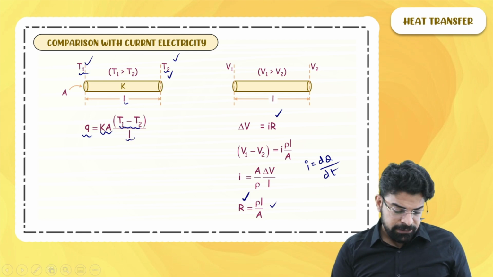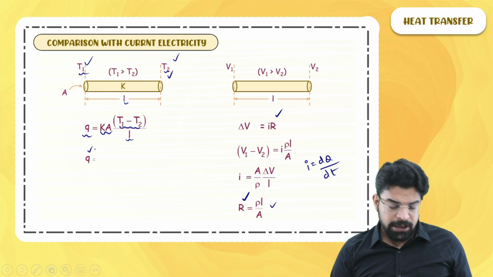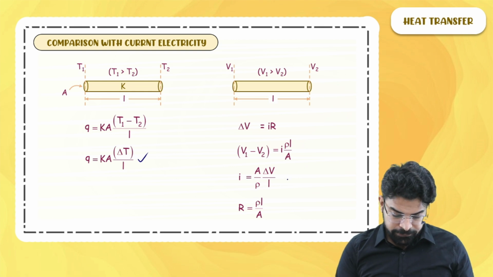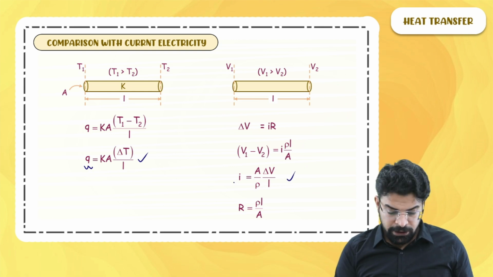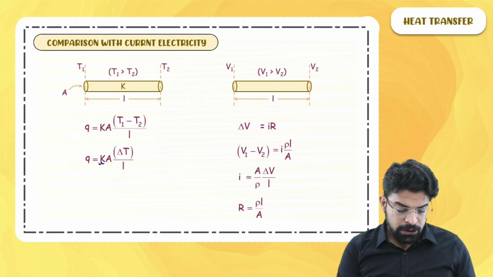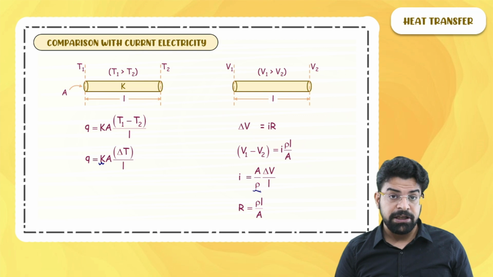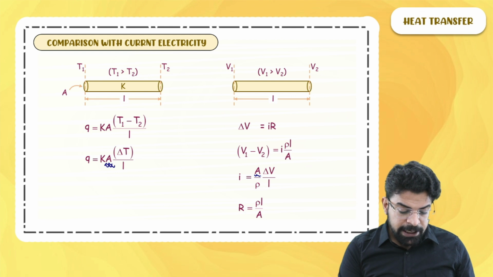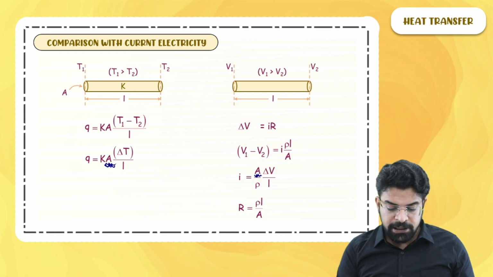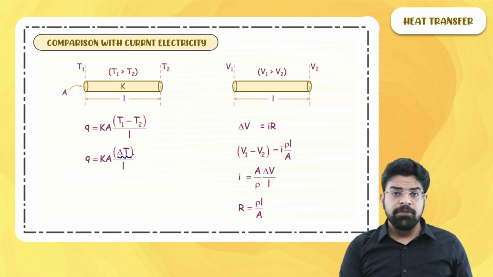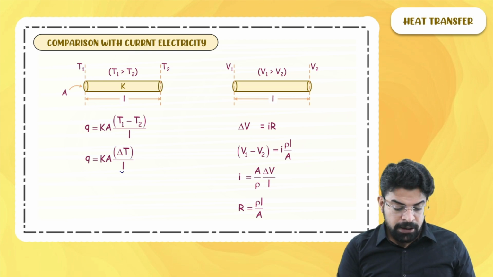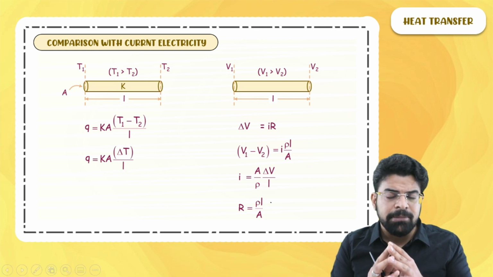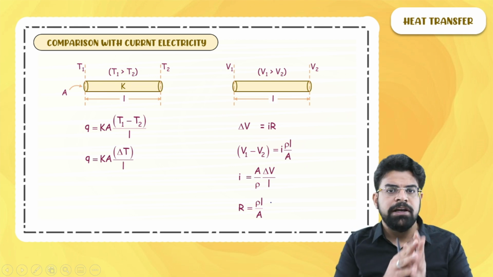You can rearrange it and write the rate of heat flow equals K into A into delta T by L. Now I want you to focus on these two parts. The rate of heat flow, the rate of charge flow equals conductivity in numerator, resistivity in denominator. Cross-sectional area, cross-sectional area: the cross-sectional area through which the heat flows, the cross-sectional area through which the charge flows. Temperature difference, potential difference. Length of the conductor, length of the conductor. So there is a similarity between Ohm's law and Fourier's law of heat transfer.